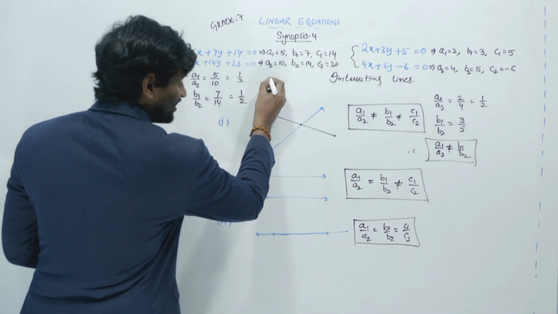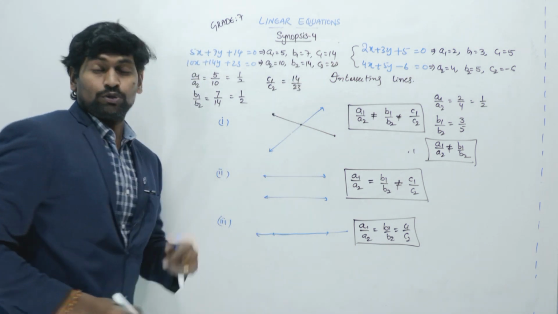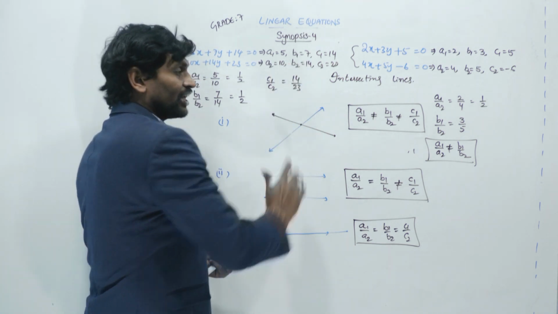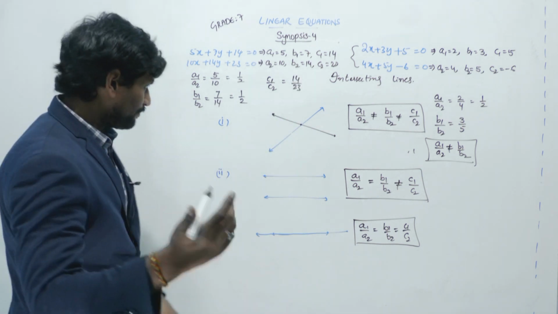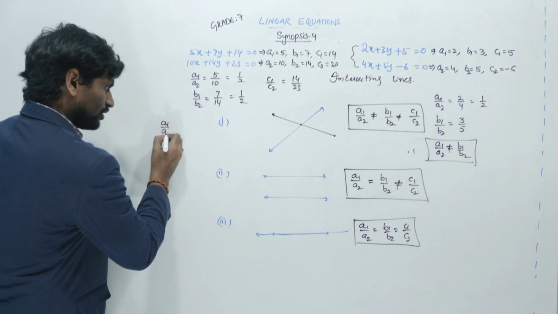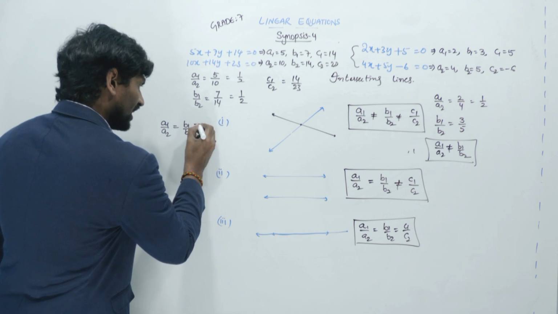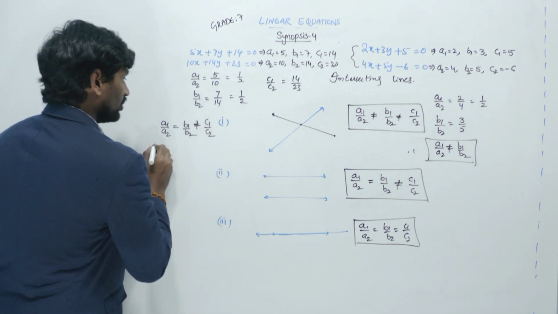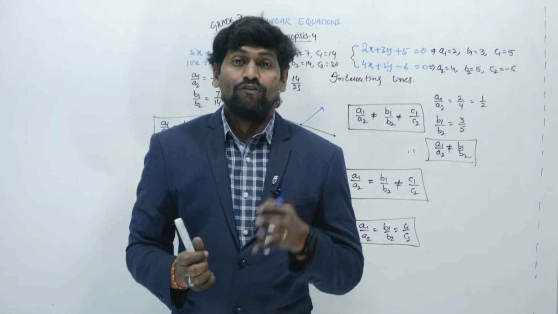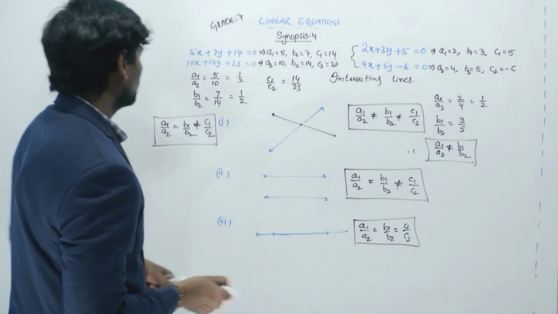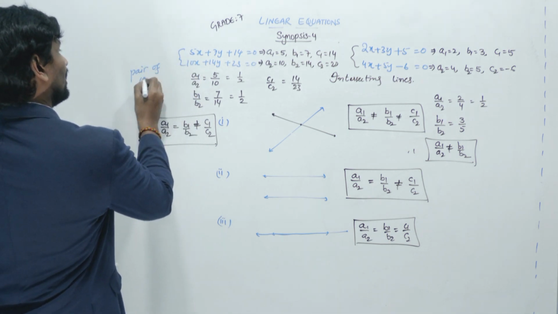Let us consider c1 and c2. c1 value is 14, c2 value is 23. 23 is a prime number, it won't come in the 14 table. There is no cancellation between 14 and 23. That means a1 by a2 equals b1 by b2 and not equal to c1 by c2. So this condition represents the pair of parallel lines.